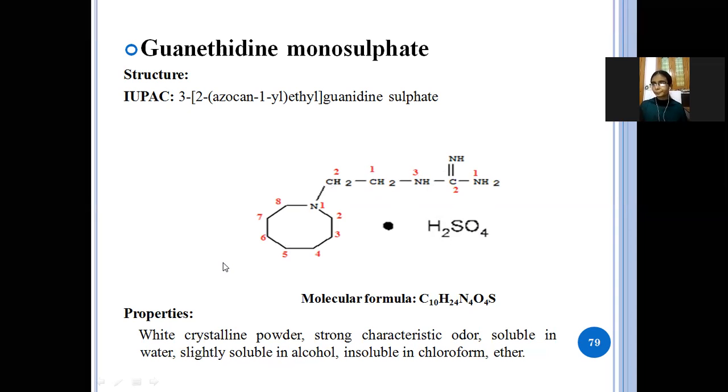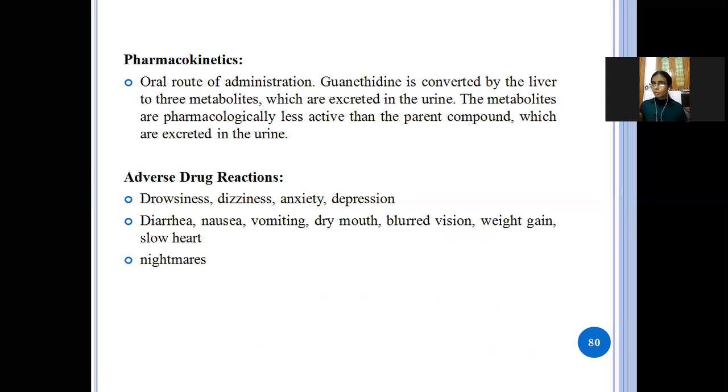Properties: it is a white crystalline powder with a characteristic odor. It is soluble in water, slightly soluble in alcohol, and insoluble in chloroform and ether. The route of administration is oral, and it is metabolized in the liver into 3 metabolites, which are excreted through urine. The metabolites are less active than the parent compound, and finally they are excreted in urine.